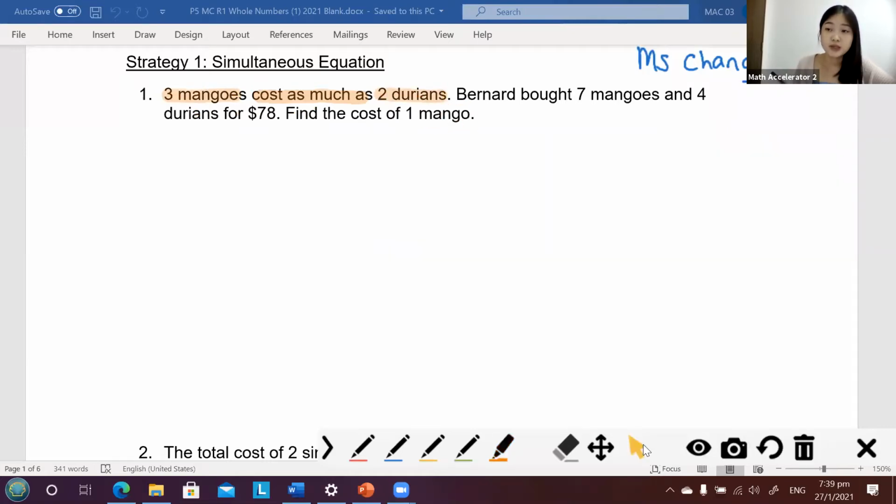Okay, so as much as means equal. All right, so let's annotate our question. Let's put an equal sign on top here. So we know that the cost of 3 mangoes, you can use the same amount of money to buy 2 durians. Okay, so let's write it down. 3m for 3 mangoes equals 2 durians.